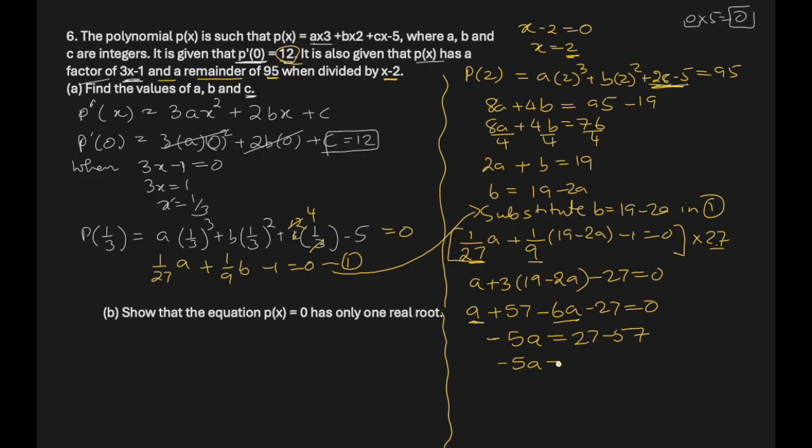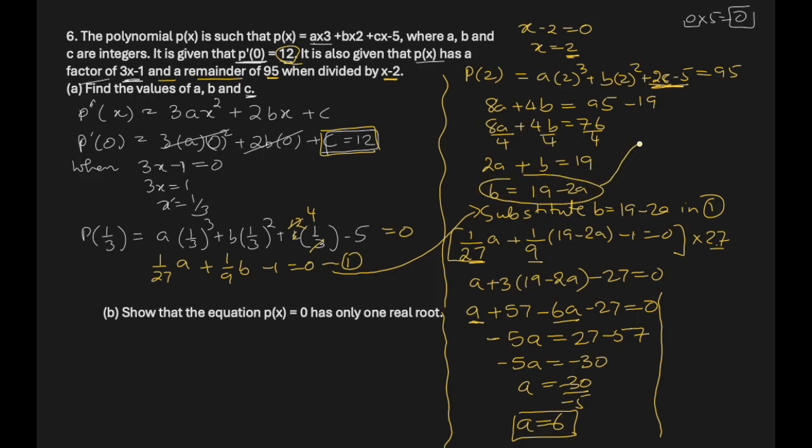Minus 5A equal to minus 30. A becomes minus 30 divided by minus 5, which is 6. So we got earlier C equal to 12. Now we got A equal to 6. And now we can get B by this relationship.